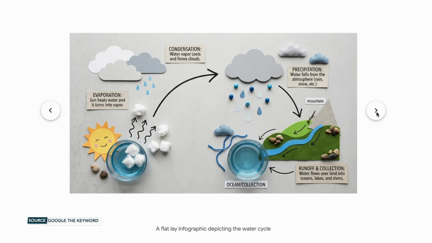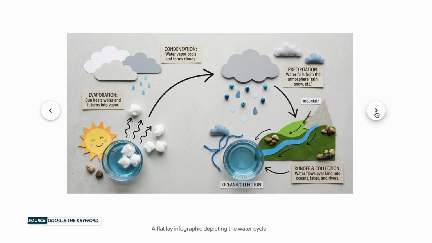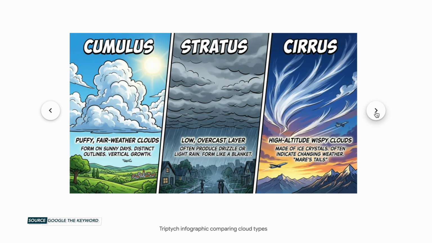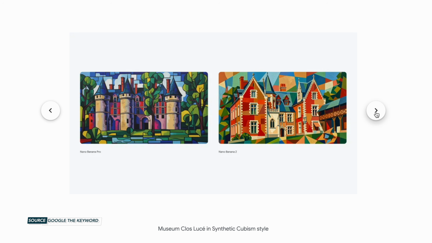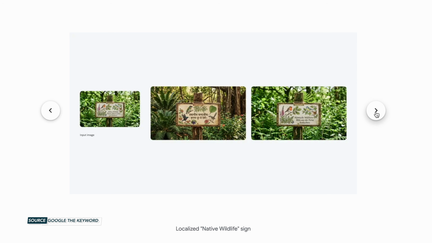It also allows for more precise text rendering and translation, meaning it can generate accurate, legible text. So think infographics, greeting cards, marketing mockups, and the like. Nano Banana 2 can even translate text within an image.